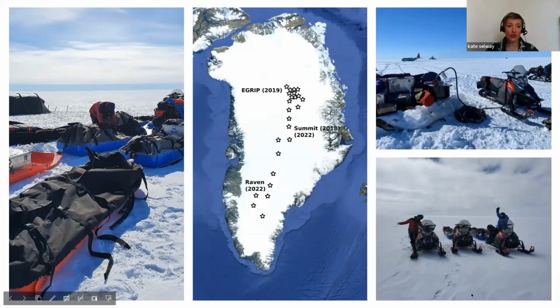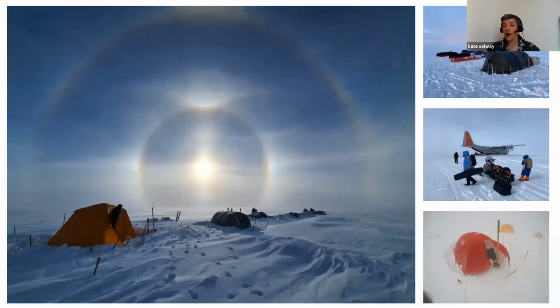So we had the snow machines, and we had all of our gear that we towed behind them. We were mostly just in tents. We were using these bases as hubs, but then going out on traverses and camping out on the ice. So we had a couple of tents that we were mostly in, and also some beautiful sun halos.